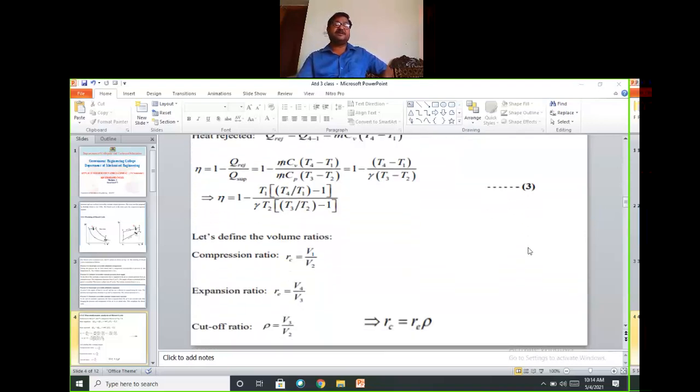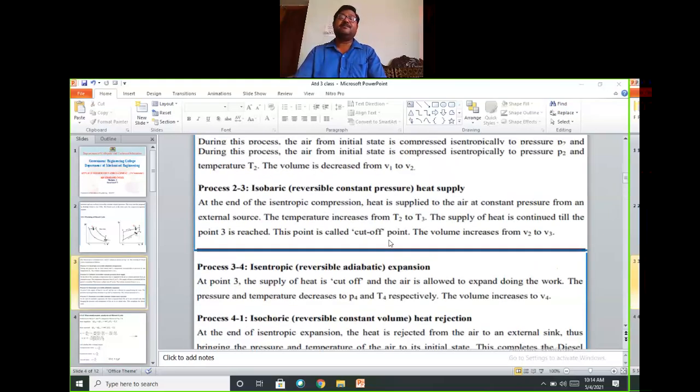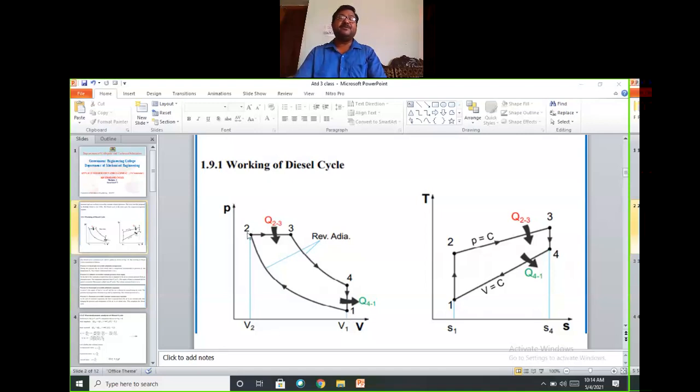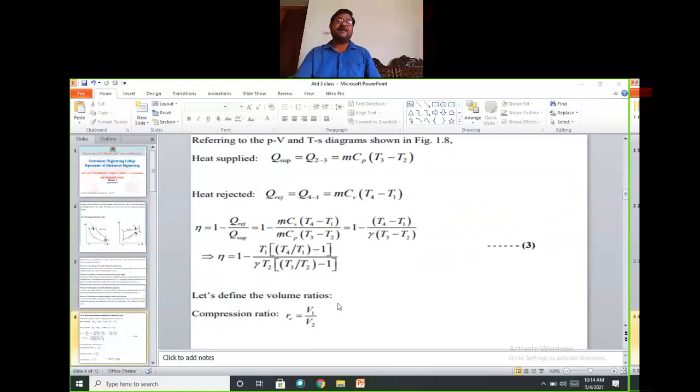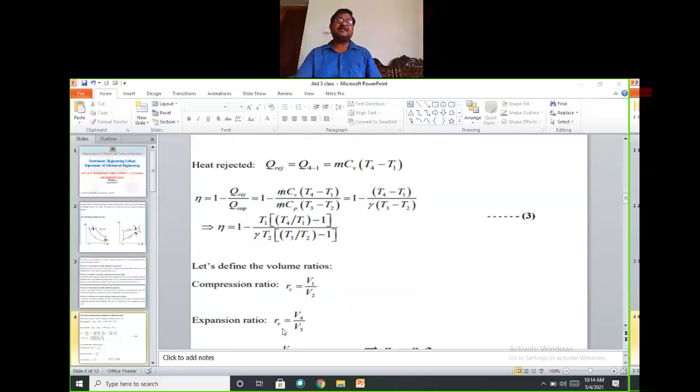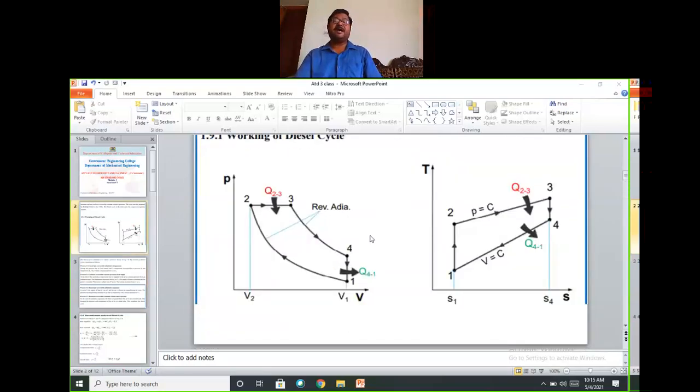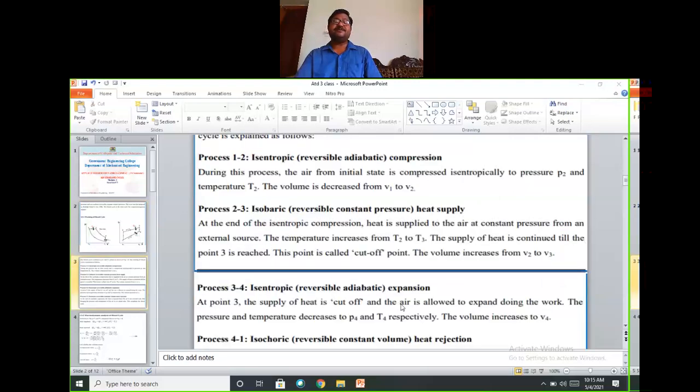Let us define the volume ratios. Compression ratio is rc, V1 by V2, the states here. Compression ratio takes place only in the compression process. And then the expansion ratio is r suffix e, don't confuse this. Expansion takes place between 3 to 4, so that 4 is the higher volume. That's why it is V4 by V3. You see that, V4 is this much volume, V3 is the small volume. Expansion takes place.